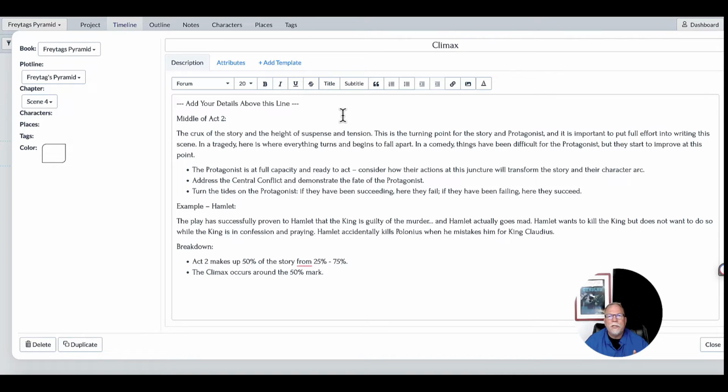In a tragedy, this is often a point where things go from bad to worse for our main character. In a comedy, this can sometimes be the point where things take a turn for the better, even if that's temporary.